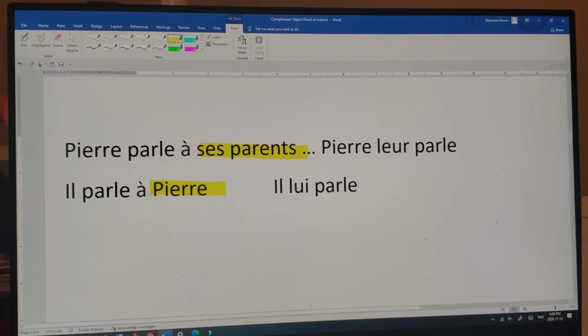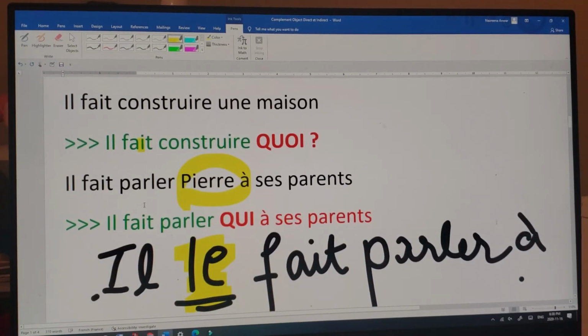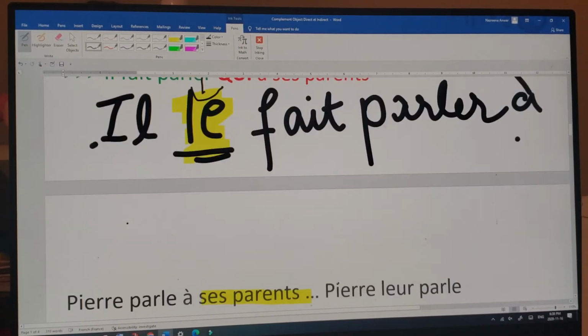But that is an indirect object. Over here, it's not an indirect object because he is making Peter speak to his parents. So Peter becomes a direct object. Hence we use il le fait parler à ses parents. This le is Peter. So il le fait parler à ses parents.